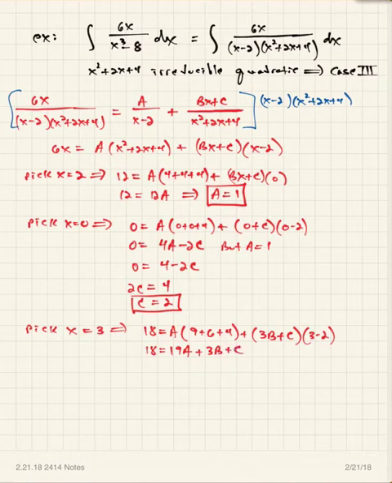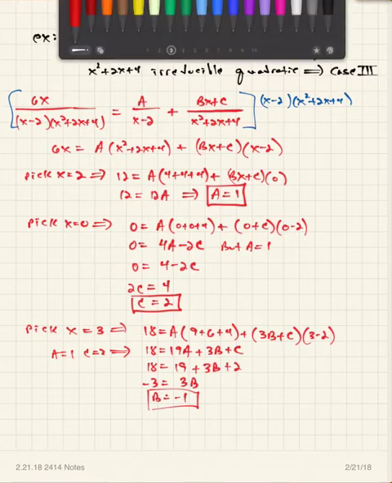And then go ahead and substitute a equals 1 and c equals 2 into that equation. So you have 18 is equal to 19 plus 3b plus 2. Let's see, 19 plus 2 is 21. Subtract, you get negative 3 is equal to 3b, and you get b is equal to negative 1. Yes, and you've got the third constant value, which is b.